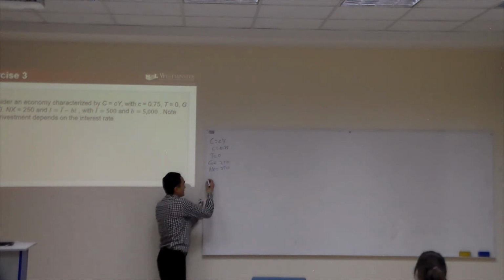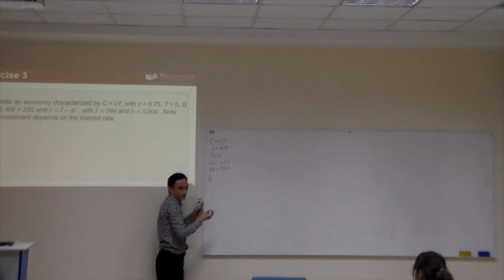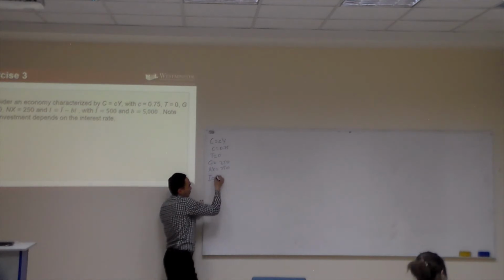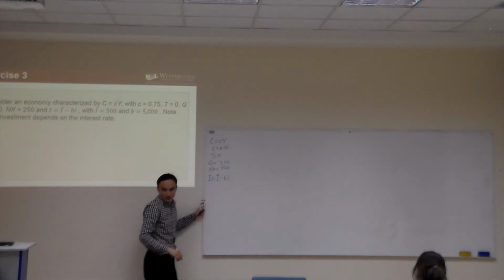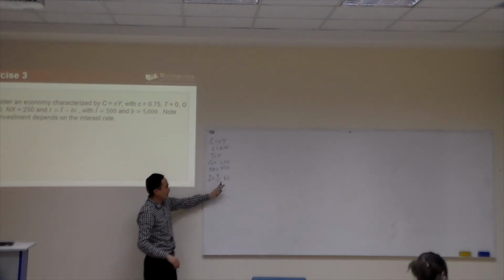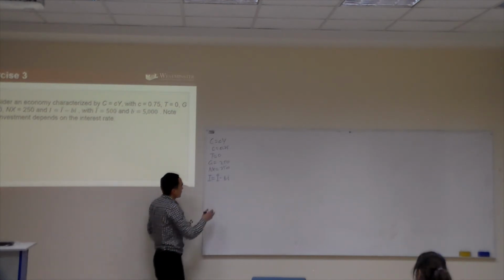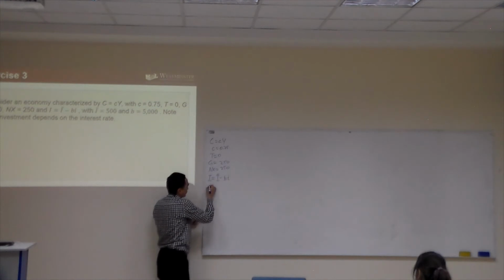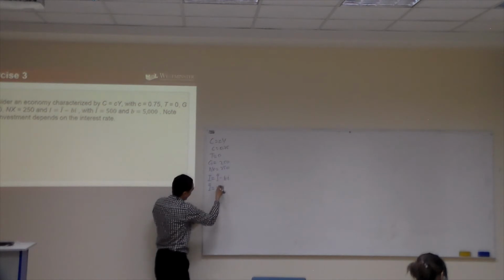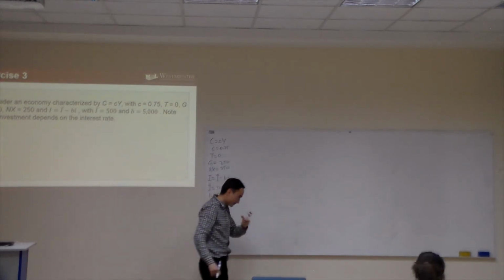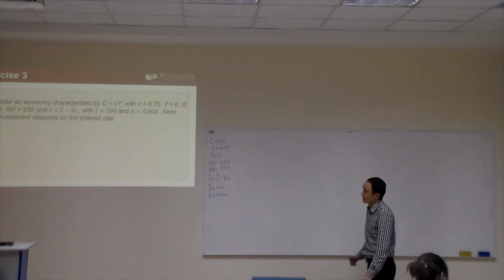Now, investment is expressed in that simple function. Investment is equal to autonomous investment minus b times interest rate. High interest rate means lower investment. We have further data given: autonomous investment is equal to 500, and b, this coefficient in here, is equal to 5,000. So this data is given.